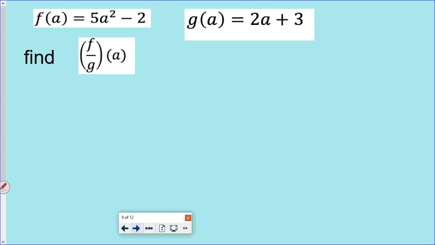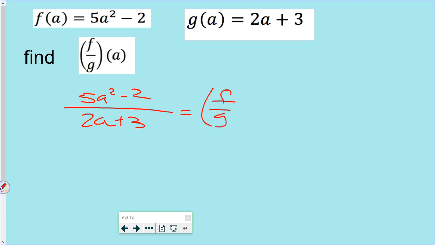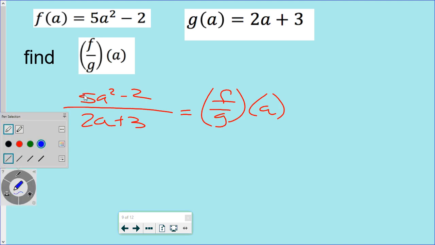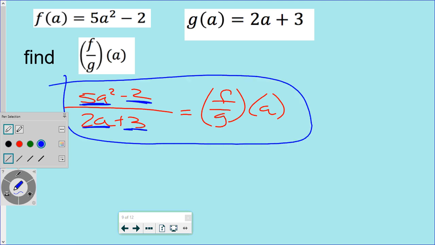All right. Okay, division. Division is actually the easiest thing out there. Because it tells me take f, which is 5a squared minus 2, divided by g, 2a plus 3, and that is f of g of a. The only thing I check is, are all 4 of these divisible by something? Can I pull something out of all 4 of them? No. If you can pull something out of all of them, you reduce them. If they can't, guess what? It's done.